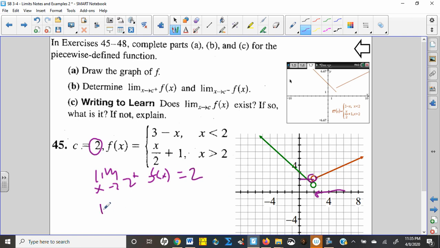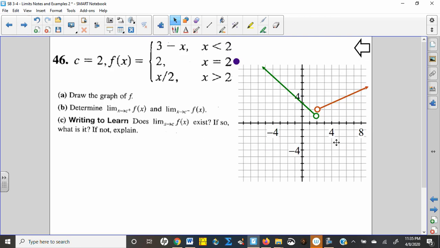But the left limit, as we take f of x and approach 2, is approaching a height of 1, right? And so does the limit exist at 2? The answer for this problem would be no, it doesn't, because the right limit and the left limit don't agree. They are not equal to each other. The limit, which is also known as the two-sided limit, only exists if the one-sided limits are the same.